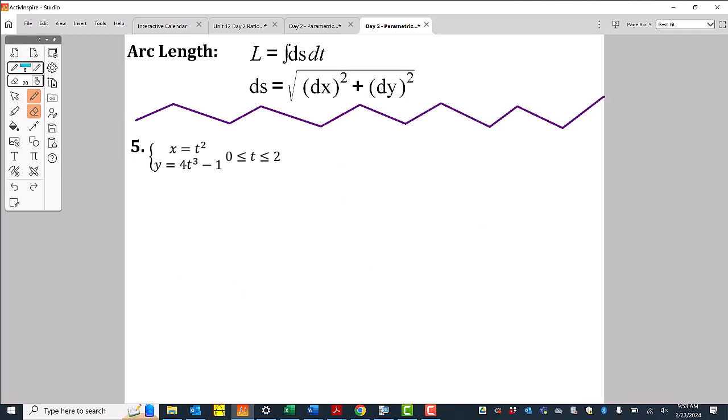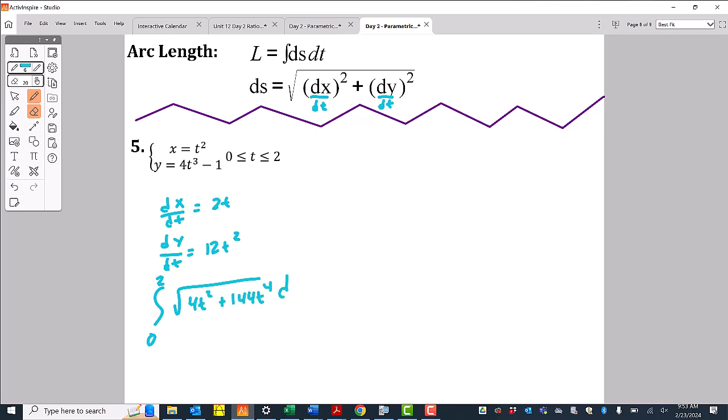We've done arc length before, but now we're looking at it with a parametric. The arc length is just the integral of the square root of dx squared plus dy squared. Now technically, since we're doing this with respect to t, this is dx over dt and dy over dt. So for a problem like this, we'd have dx over dt is equal to 2t, dy over dt is equal to 12t squared. So we'd have the integral from 0 to 2 of the square root of 4t squared plus 144t to the 4th dt.